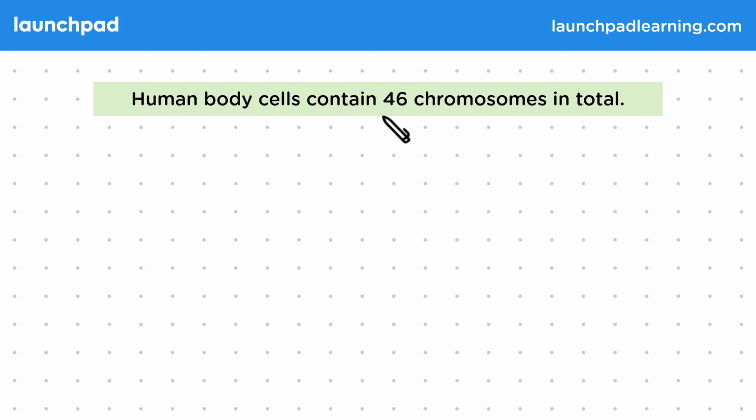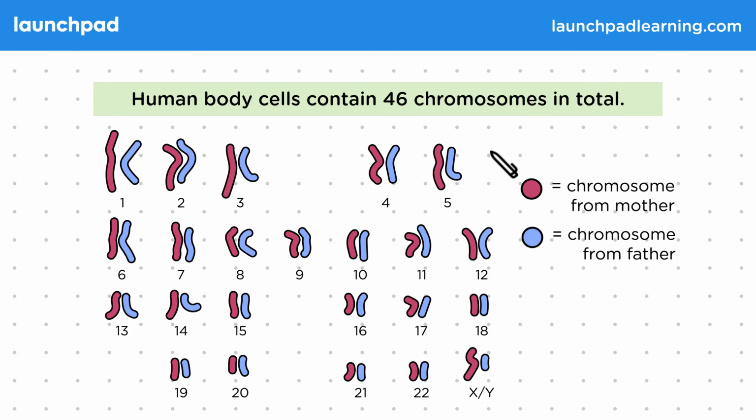Human body cells contain 46 chromosomes in total. This diagram shows all 46 of our chromosomes when they're paired up. They've been put into size order, so the smallest pairs are here at the bottom and the largest are up here at the top. So while most people have 46 chromosomes in total, some humans have chromosome disorders, which means that they have more or fewer copies. So this diagram shows 23 pairs of chromosomes that would be found in a diploid cell.